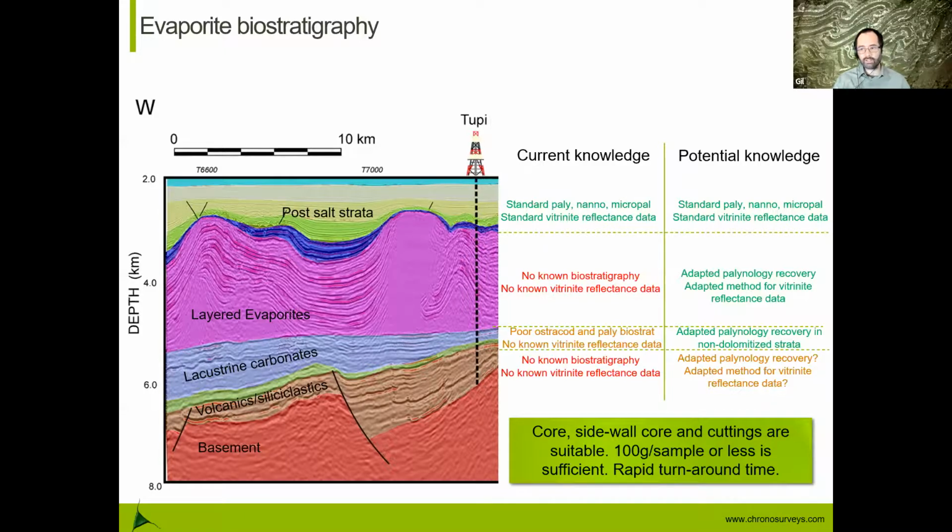So you know more or less the age of it because you have some control on the post-salt strata, and you have some control on the lacustrine carbonates, which are the main reservoirs in the pre-salt of Brazil. From the lacustrine carbonates, you can get some palynology, some ostracods, but honestly, the biostratigraphic control remains quite poor. So any additional information for the evaporites specifically would be useful to understand the basin better in broad terms.